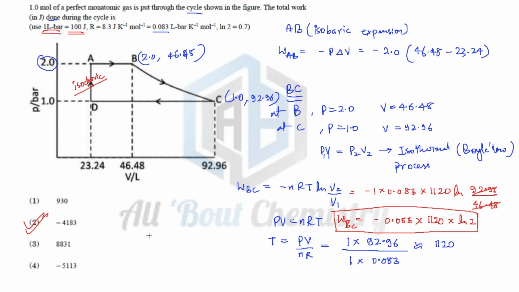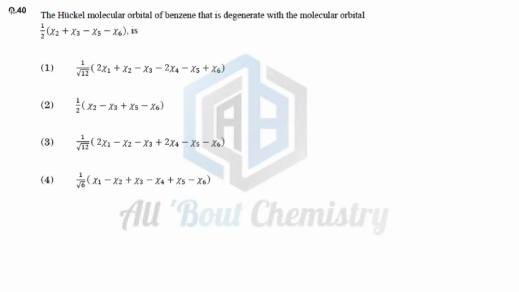All right, let's move on to the next question then. Let's talk about this particular question over here. It says: the Huckel molecular orbital of benzene that is degenerate with the molecular orbital. Okay, this is the molecular orbital given to you, and it is asked which of these molecular orbitals are going to be degenerate with it.